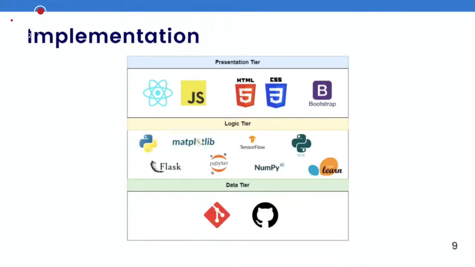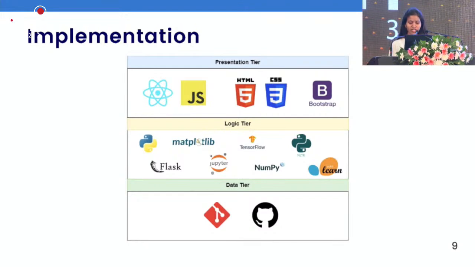This figure shows the technological stack used to implement the prototype. For the front-end development of the web application, React.js with HTML, CSS, JavaScript and Bootstrap were used. For the backend development, I used the Flask framework and the Python programming language. In addition to that, libraries like Matplotlib, TensorFlow, scikit-learn and NLTK were used. Other than that, GitHub and Git were used as version control systems.